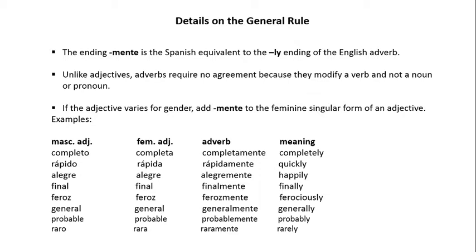Now here are some examples. What I'm going to do is I'm going to just pronounce the adverb and express the meaning, and you can visually see to the left of the adverb a feminine adjective which is used to create the adverb. So, completamente means completely. Rápidamente means quickly. Alegremente means happily. Finalmente means finally. Ferozmente means ferociously. Generalmente means generally. Probablemente means probably. Raramente means rarely.